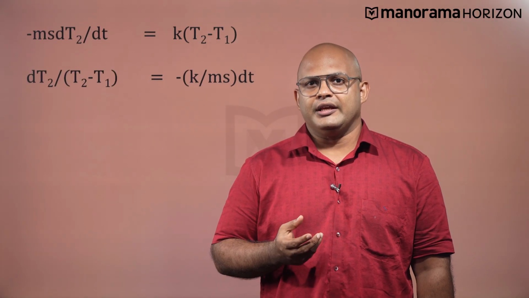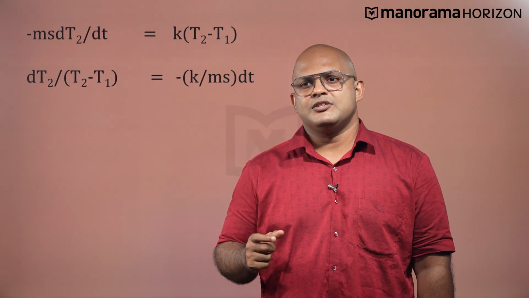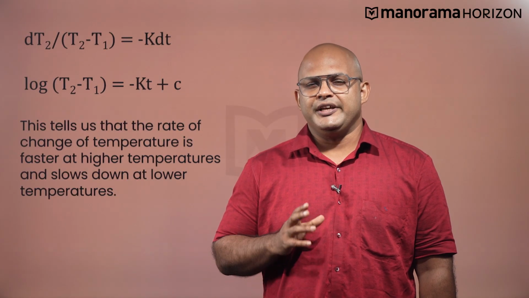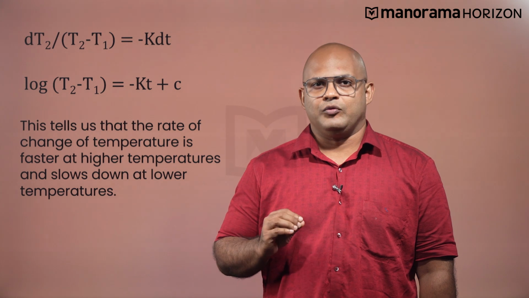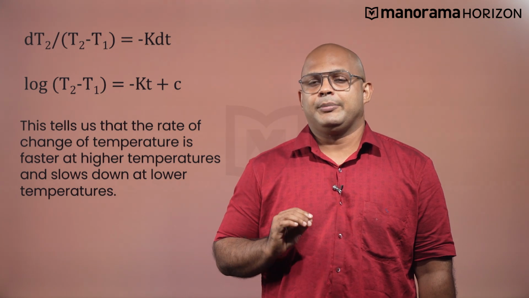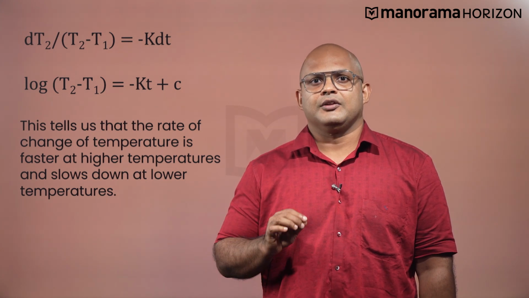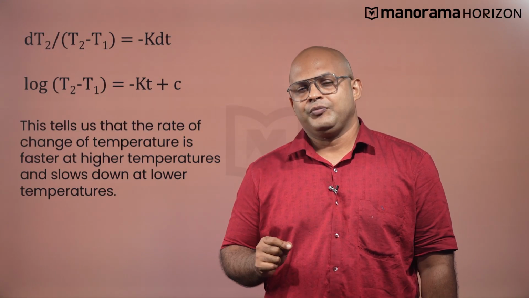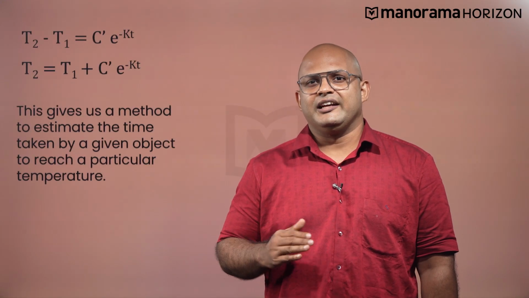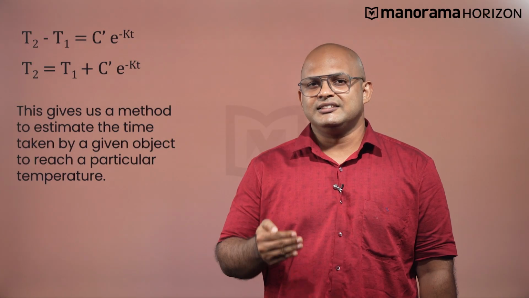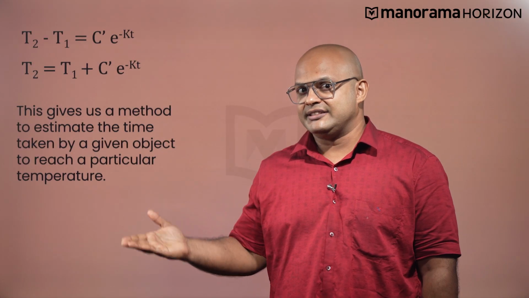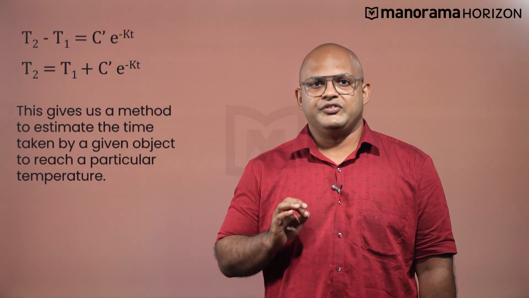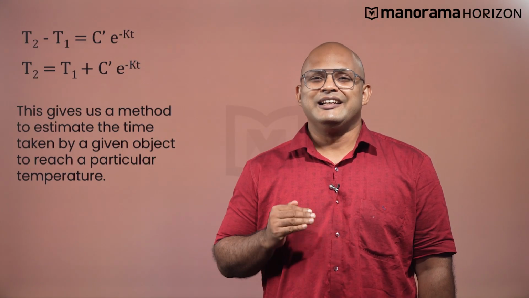Instead of small k, we will use k divided by m times s, specified as capital K. If we integrate this equation, we get the result log (T2 minus T1) is equal to negative capital K times small t plus c. Here, small c is the constant of integration. To eliminate the logarithm, we can take the exponential of both sides and this gives us a new constant, capital C. We get the equation T2 is equal to T1 plus C dash times e raised to the power negative capital K times t.